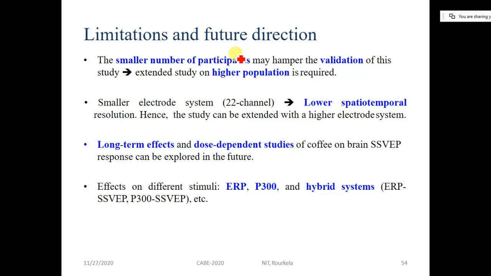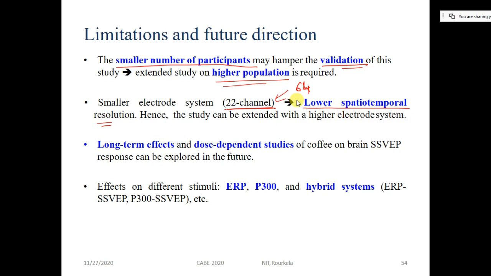So the limitation and the future direction over here: we had a very small number of participants that may have hampered the validation, and we intend to do the study on a higher population. And a smaller electrode system: we used only a 22 channel electrode system, and now people are working on 64 channel EEG systems. So there is a lower spatiotemporal resolution over here.